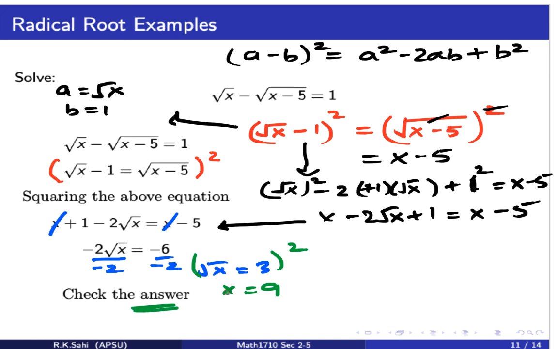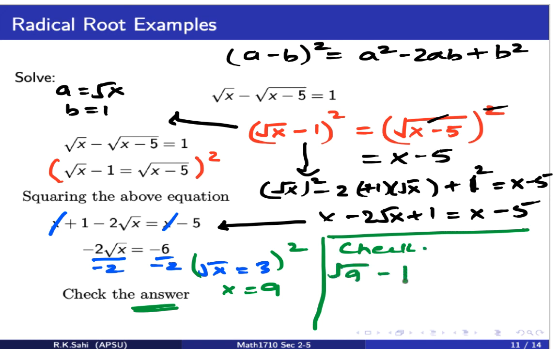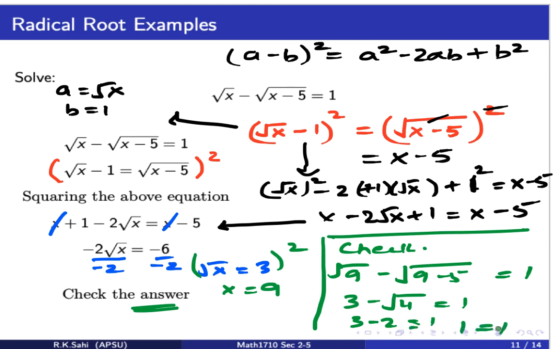Remember, you always have to check the answers. So let's check the answer. So you have square root of 9 minus square root of 9 minus 5 equals 1. 3 minus square root of 4 equals 1. 3 minus 2 equals 1. Clearly, 1 equals 1. So yes, our answer x equals 9 is correct.